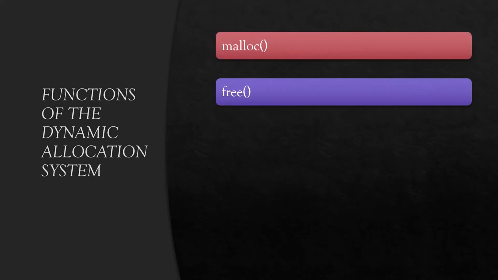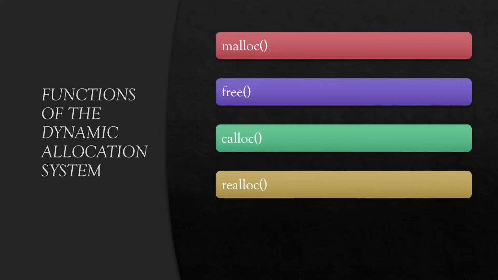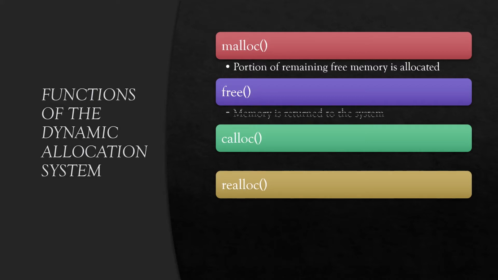Coming now to the functions of the dynamic allocation system, we have malloc, free, calloc, and realloc. We'll talk about one more function a little later, but these are the basic four that you need to know. Talking about malloc, malloc is used to allocate memory, so a portion of remaining free memory is allocated when malloc is called. What about free? When free is called, memory is returned to the system.